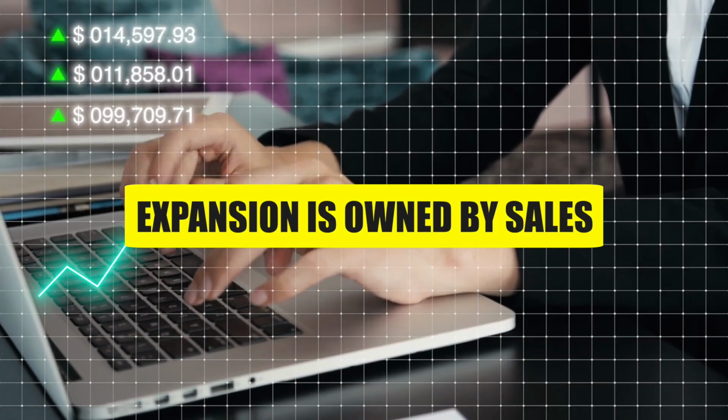Example being expansion revenue at Time Doctor. For us, that is something that's held both by sales and by customer success. So they both have to work together in order to make that happen. But as of right now, expansion is owned by sales, but it has a strong assist from customer success and support.